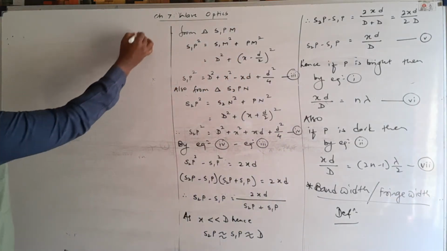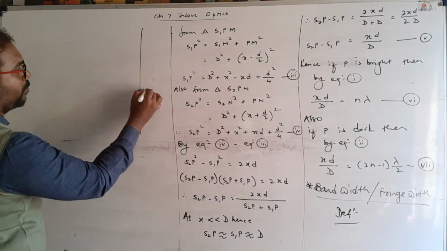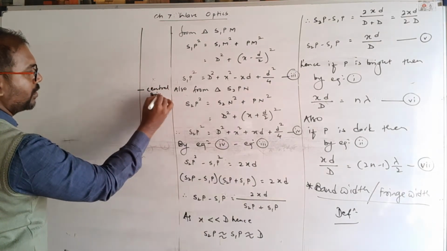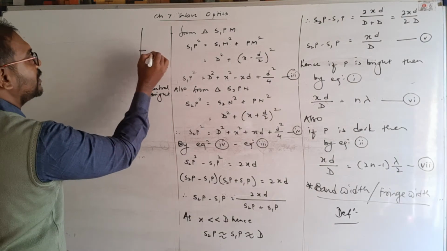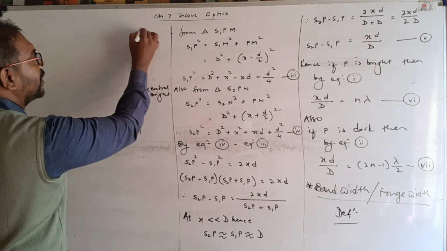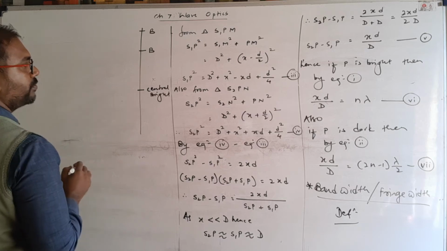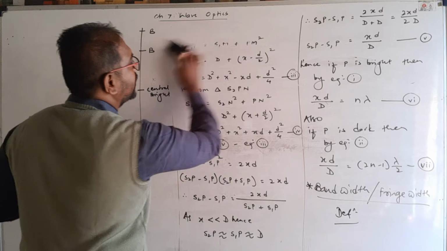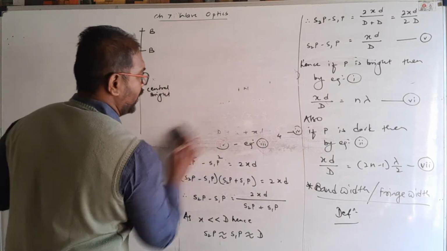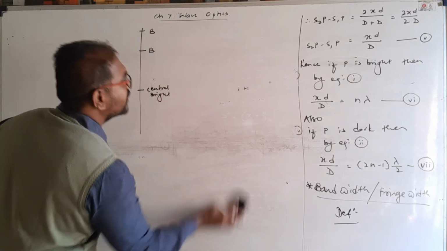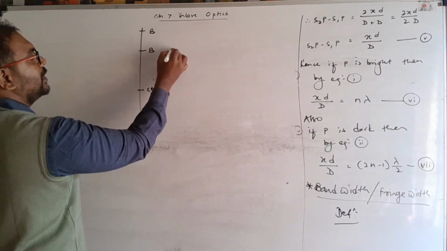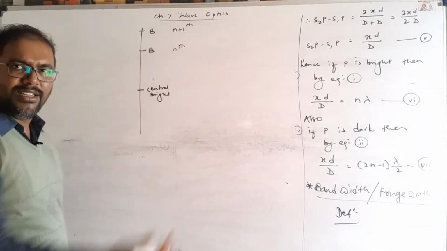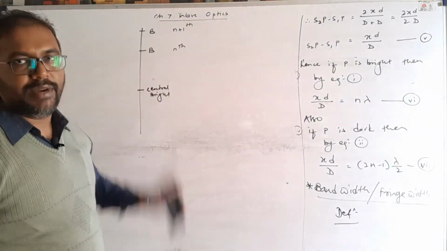So I consider this is the screen. This is the central point, the central bright. I consider this is a bright point. Again, this is also a bright point. I consider this is the nth bright and this is the n plus 1th. We have to consider adjacent brights, so this is the nth bright and this is the n plus 1th bright. If it is the 10th, this is the 11th bright.